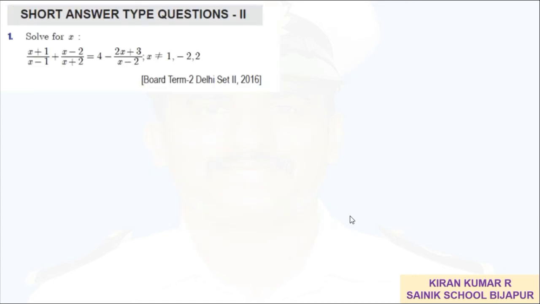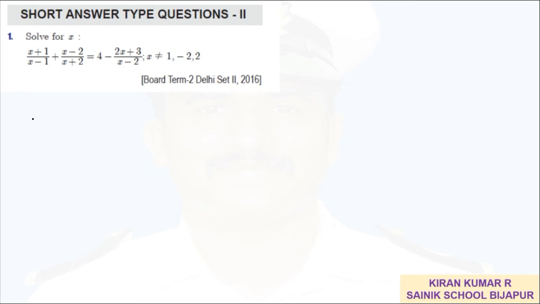Next we have short answer type 2. The first question is solve for x, and they did not give a quadratic equation. We have to make a quadratic equation using the given equation.